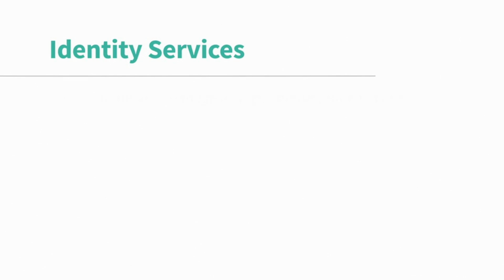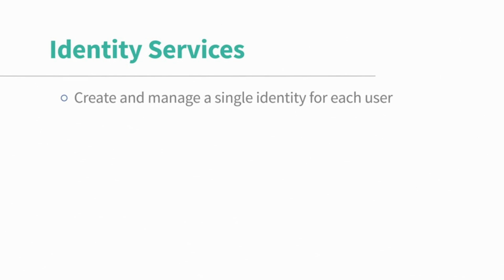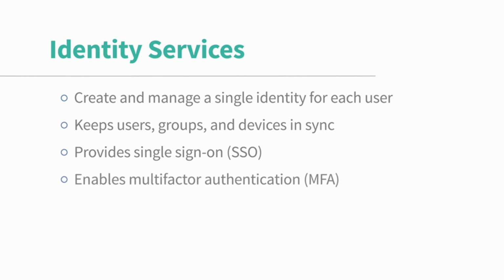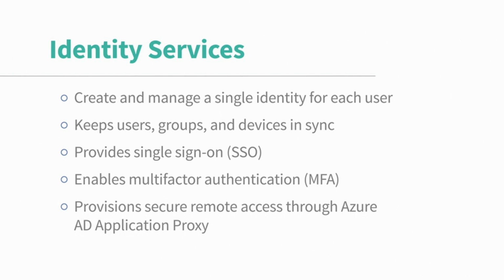Identity services create and manage a single identity for each user across your hybrid enterprise, keeping users, groups, and devices in sync. It provides single sign-on access to your applications, including thousands of pre-integrated software-as-a-service apps. It enables multi-factor authentication for both on-premises and cloud applications. It also provisions secure remote access to on-premises web applications through Azure AD Application Proxy.